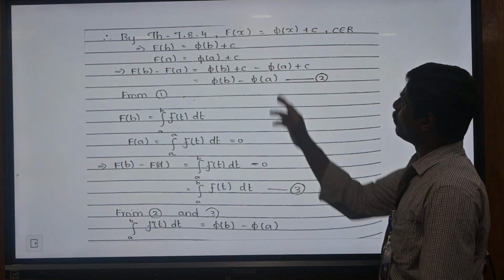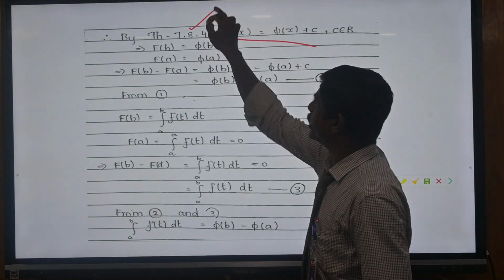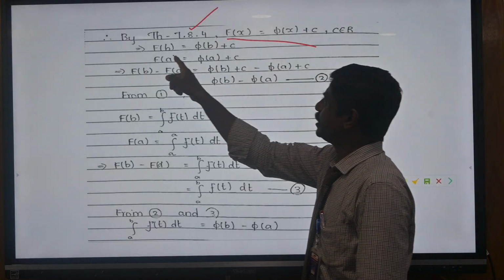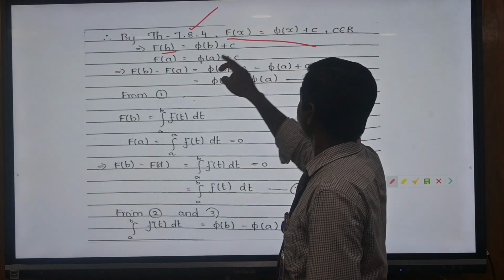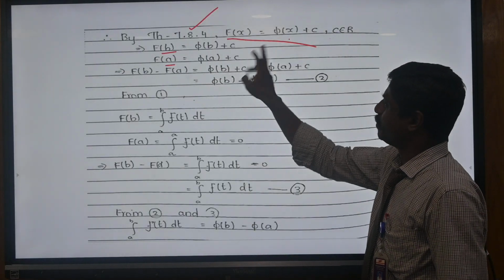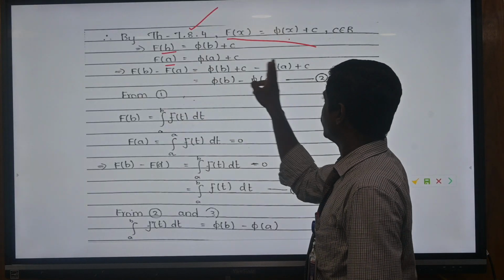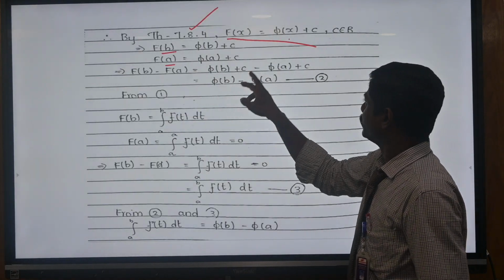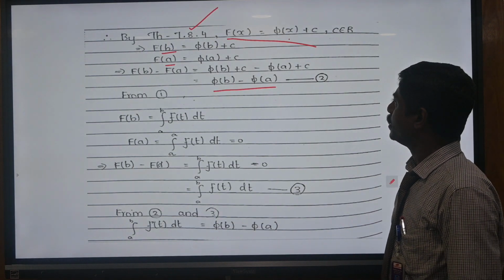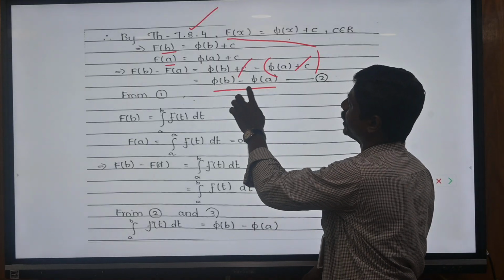By the well-known theorem 1.84, F(x) equals φ(x) plus c. Replace x by b: F(b) equals φ(b) plus c, and replace it by a: F(a) equals φ(a) plus c. Now subtract: F(b) minus F(a) equals φ(b) minus φ(a), because the constant c cancels.